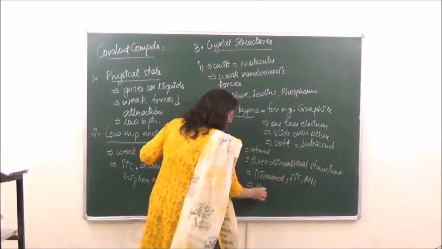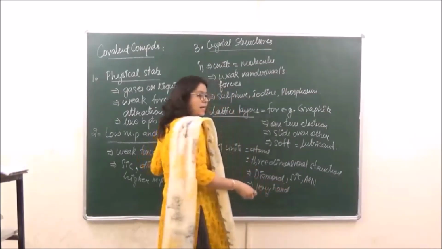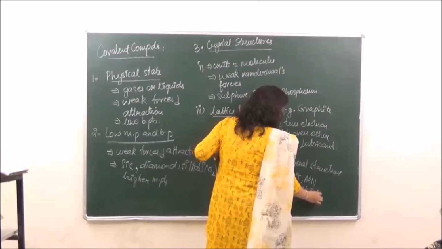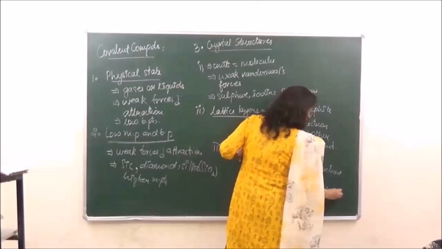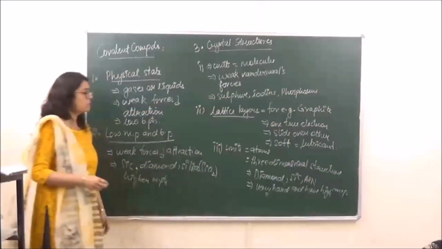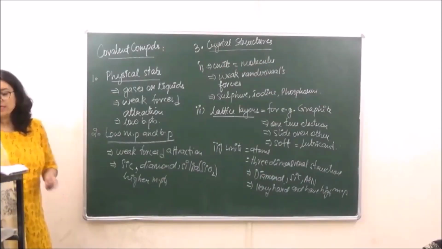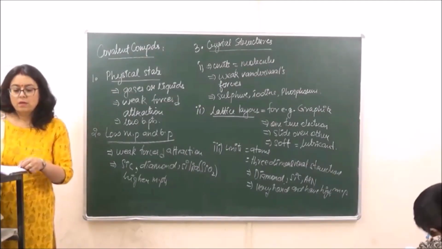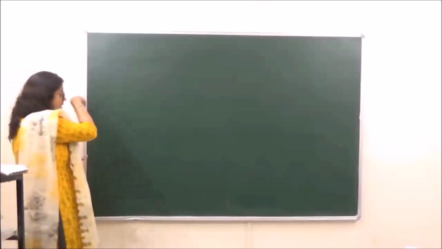They are very hard and have high melting points. Very high melting points. Okay? So these are the 3 types of crystal structures which the covalent bonds have. Then we come to the next property, which is electrical conductivity.